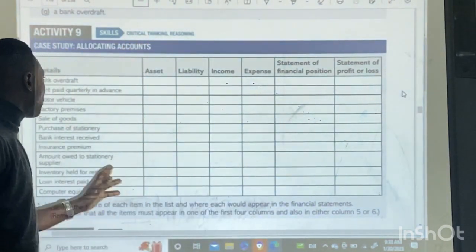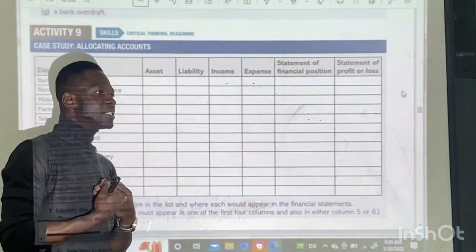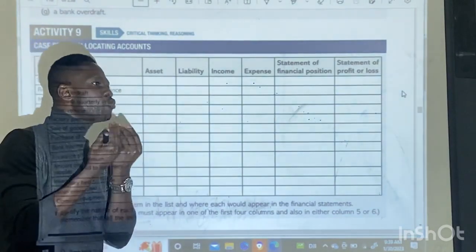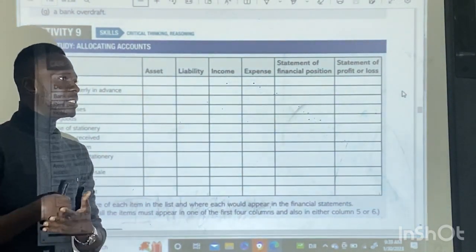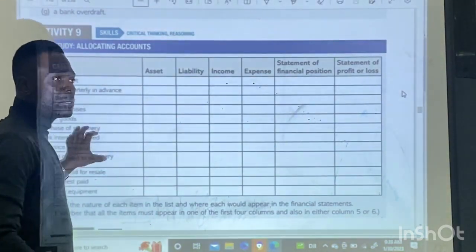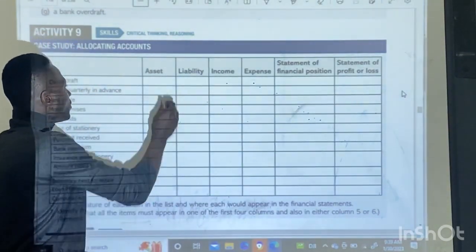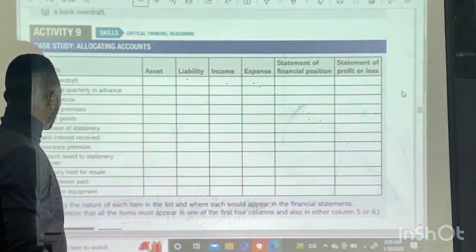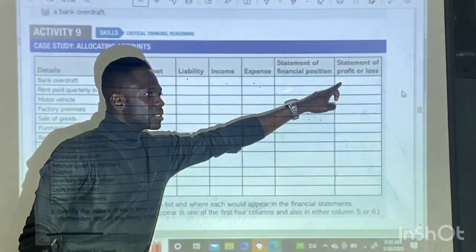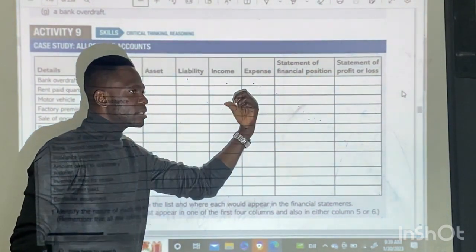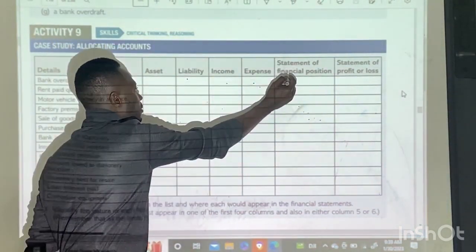So now we start with the first one. Bank overdraft. What is a bank overdraft? That means you have been able to withdraw more than your available credit balance in the bank. So it is a liability, isn't it? Yes. So bank overdraft is liability. Then, is it going to be statement of financial position or statement of profit or loss? Liability. Statement of financial position.